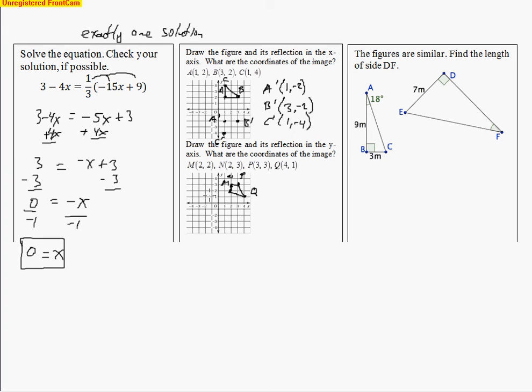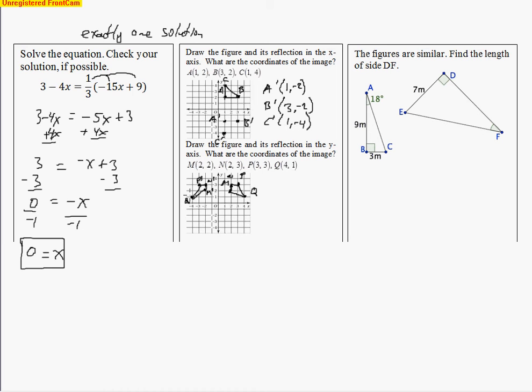So you count the spaces. So 2 spaces over for M, and then 1 space over for N, and then it looks like 3 spaces for P. So it's going to be right there, negative 3, 3. And then Q is 4 spaces from the y-axis, so 4 spaces over. So that's what the figure will end up looking like. So this will be M prime, N prime, P prime, and Q prime.